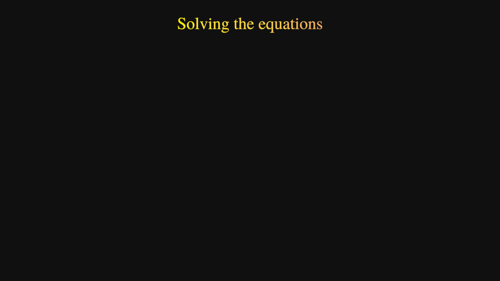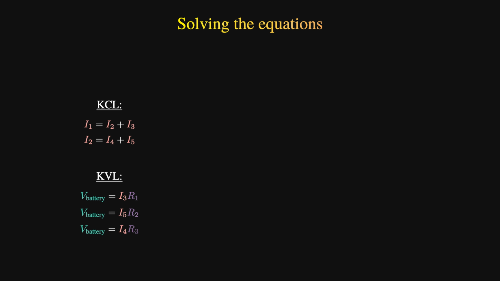Applying Kirchhoff's laws to our circuit, we now have everything we need to find the current values throughout. From the first law, we found that I1 equals I2 plus I3, and I2 equals I4 plus I5. From the second law, we found that V battery equals I3 times R1, V battery equals I5 times R2, and V battery equals I4 times R3. Our next task is to crunch the numbers and figure out what each current variable is. Feel free to pause the video and see if you can find the current values yourself before I continue.